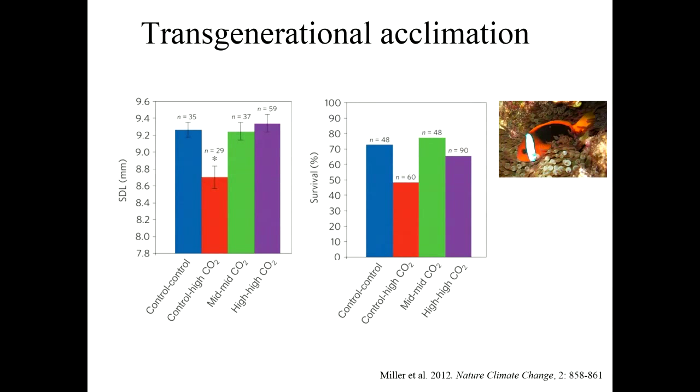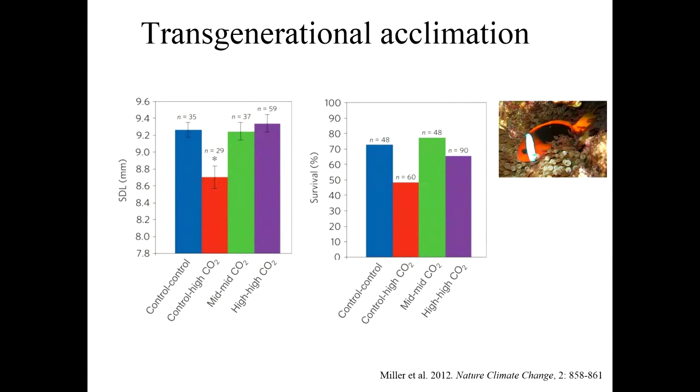It's not just temperature effects that we've seen across generations, also in response to high CO2 levels, ocean acidification. This is some work that Gabby Miller did a few years ago. And what we found was that this is standard length and survival of these little baby anemone fish when they're reared up under high CO2. This is the controls, so this is under control conditions, the length and the survival. If we rear them up under high CO2, length and survivorship goes down.